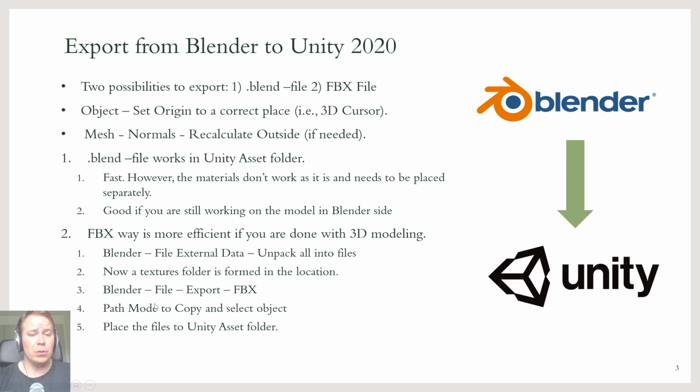You put the path mode to copy everything. Then you select the actual model that you want to include in your FBX file. Maybe you don't want the lighting from Blender. Maybe you don't want the camera from Blender to come as well, because everything like lighting and camera is usually included on the Unity side. And then place all the files in the asset folder.